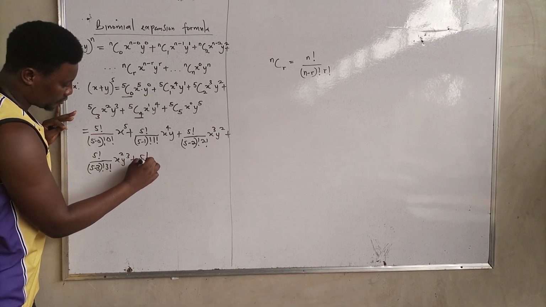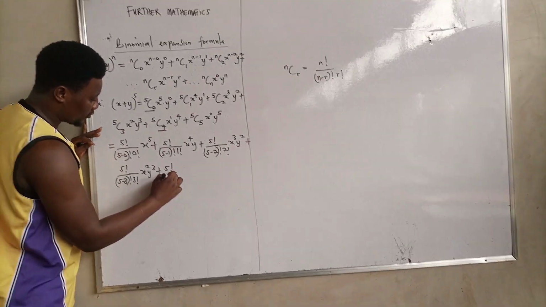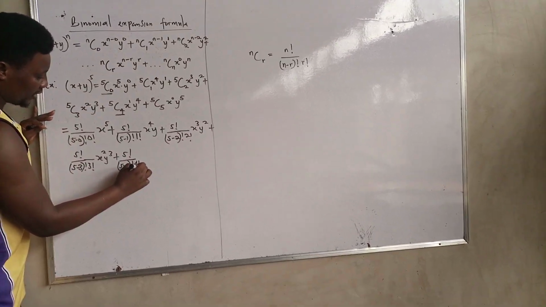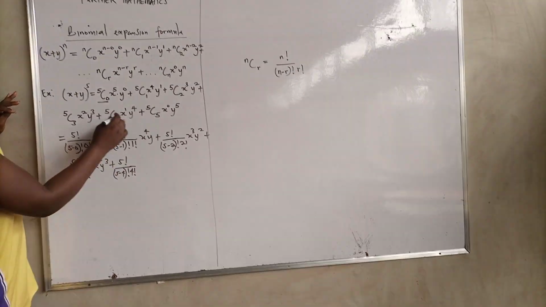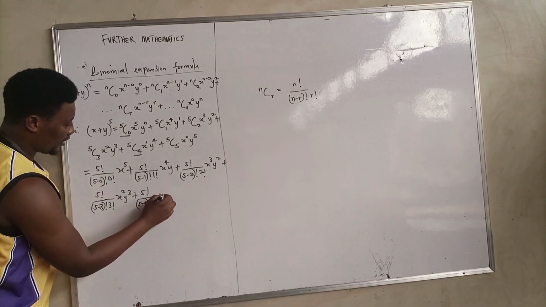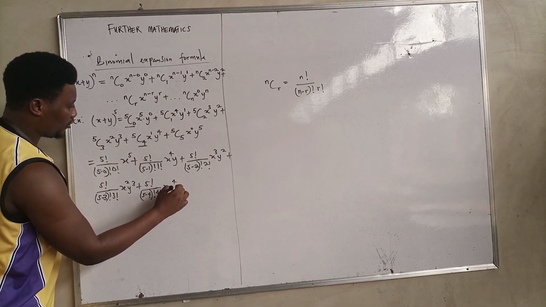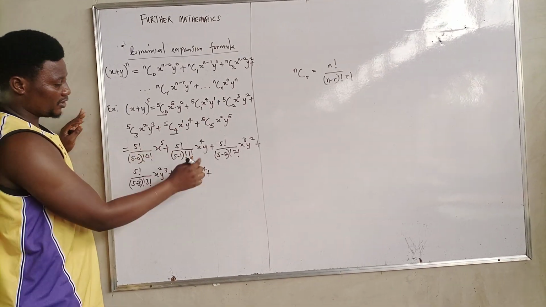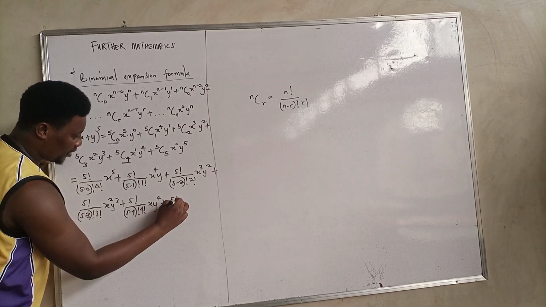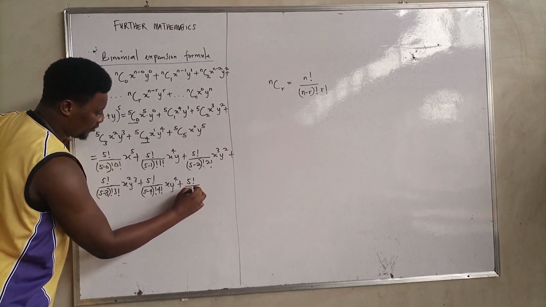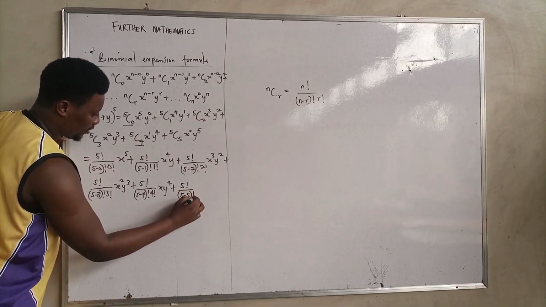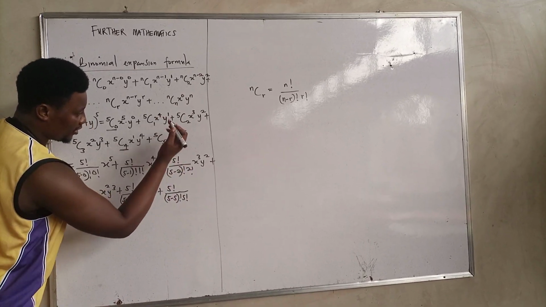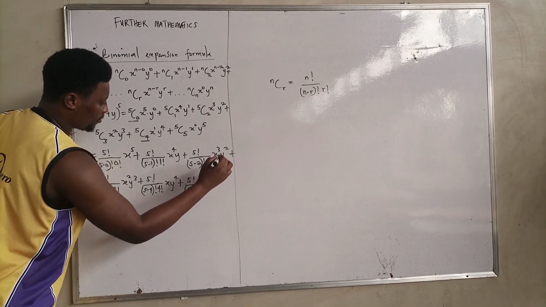That is 5 factorial, 5 minus 4 factorial, then lastly 4 factorial here. What about the terms? x raised to power 1 is x, y raised to power 4. Lastly, we have 5 combination 5, which means 5 factorial over 5 minus 5 factorial, 5 factorial. What about the terms? x raised to power 0 is 1, that is y raised to power 5.